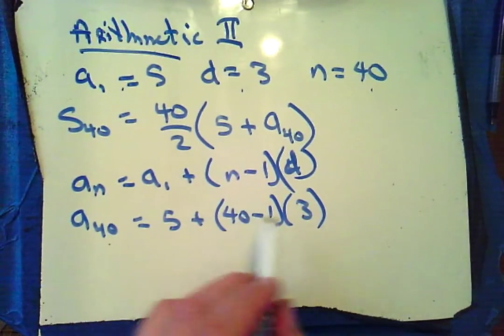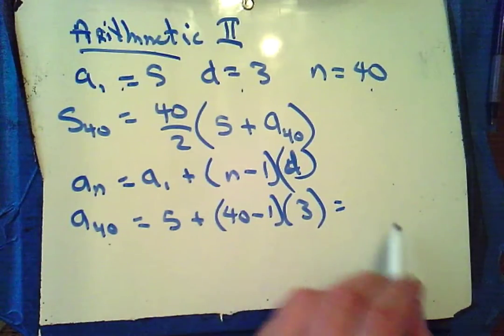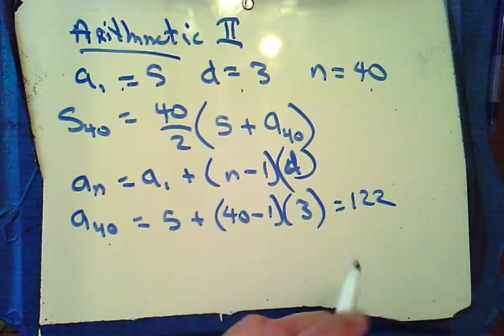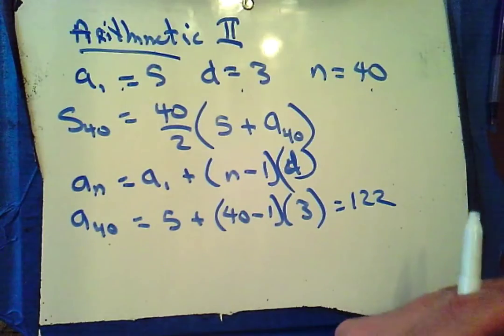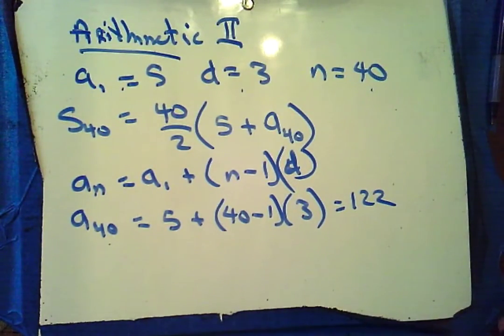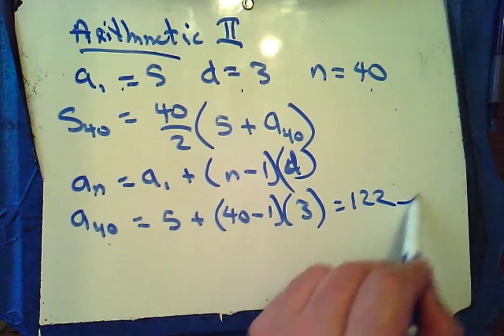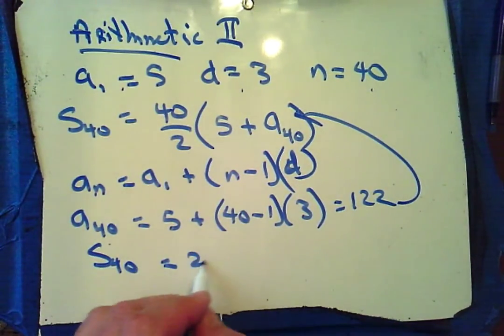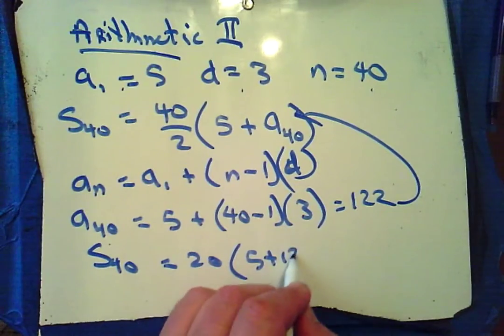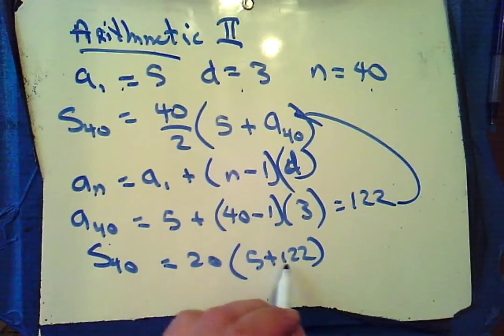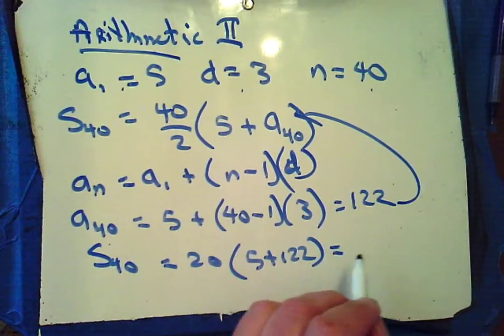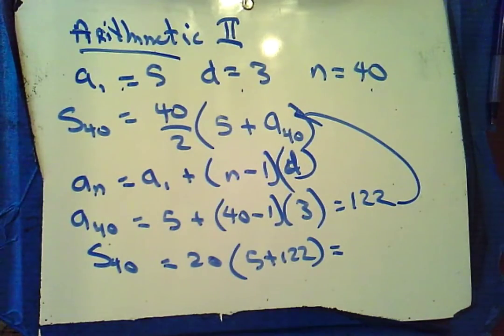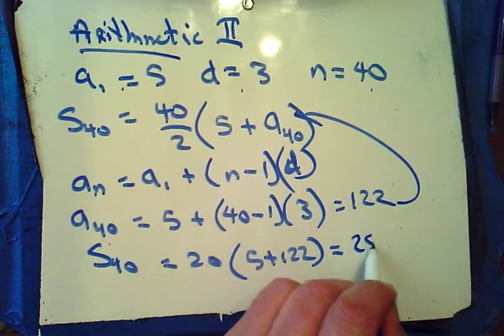Okay, so that's going to be 122, I believe. Let's just check. 39 times 3 plus 5, yes, 122. So now we're going to plug this in here, and we're going to have s sub 40 equals 20 times 5 plus 122, which is 20 times 127. 20 times 127 is 2540.